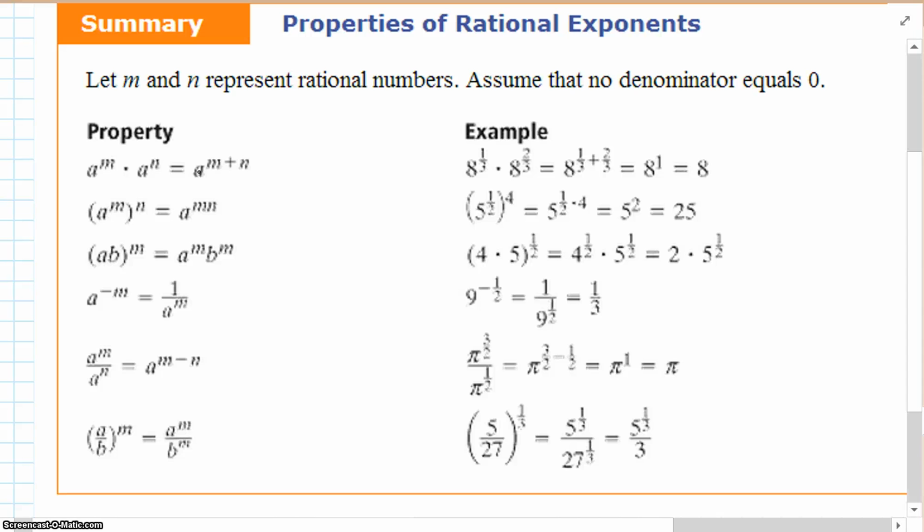ab to the n power is the same thing as a to the nth power times b to the nth power. a to the negative m power is the same thing as 1 over a to the m. And a to the m over a to the n is the same thing as a to the m minus n power. And a over b to the nth power is the same thing as a to the nth over b to the nth. Okay, and the examples on the right show that. Okay, moving on.